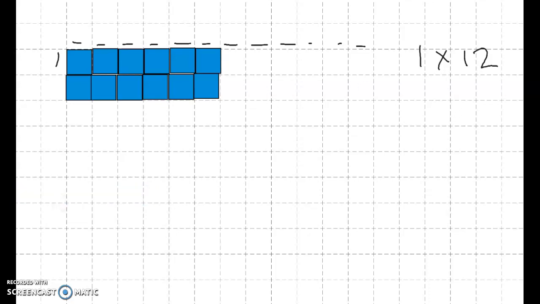How can we label this one? Well, this rectangle is a little different. So we'll still go by rows and columns, but this time we have 1, 2 rows. And now we have 1, 2, 3, 4, 5, 6 columns. So this will be a 2 by 6 because we see 1, 2 rows of 1, 2, 3, 4, 5, 6 tiles.